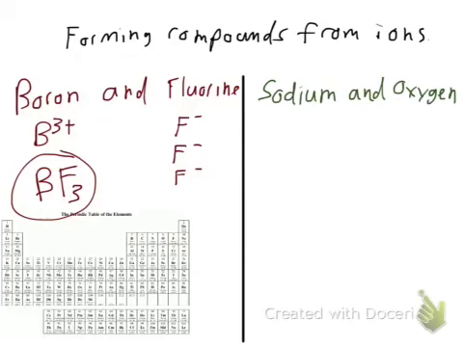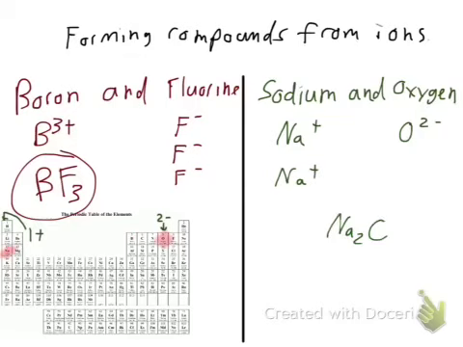Let's try sodium and oxygen. So first you find sodium and oxygen on the periodic table. Sodium is Na, oxygen is O. Sodium is an alkali metal, it's 1+. Oxygen is in the oxygen family, it's 2-. So right now we don't have enough positives. We have 2-, we have 1+. We need more positive. So if we add an extra sodium, now we have 2+ and 2-. That's good. 2 sodiums, 1 oxygen, Na2O.